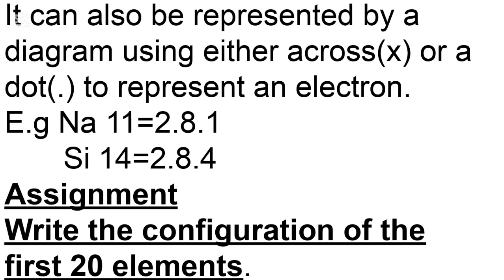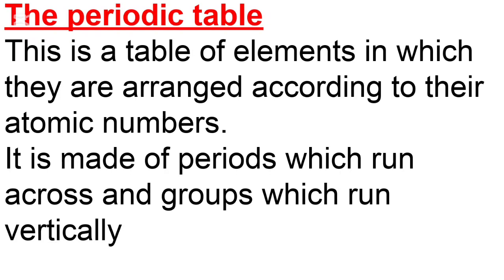Now, you will be required to do an assignment writing the configuration of the first 20 elements of the periodic table. We just call them the first 20 elements. Write their electron configuration. Now, having learned the electron configuration, let's move on to the periodic table.